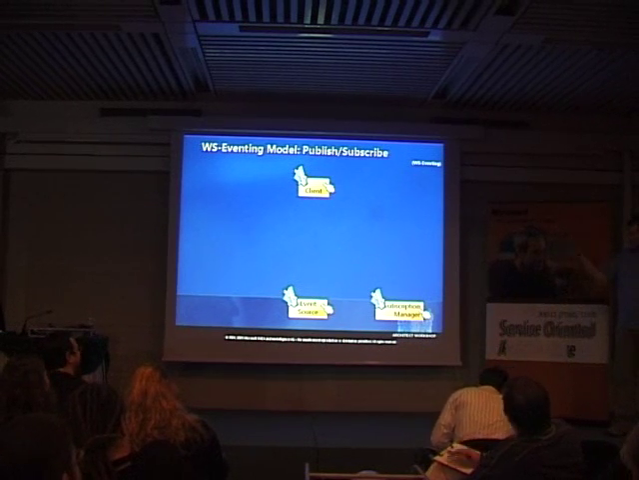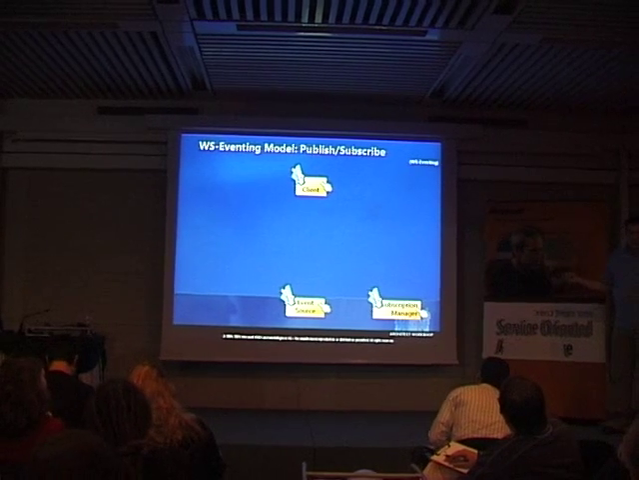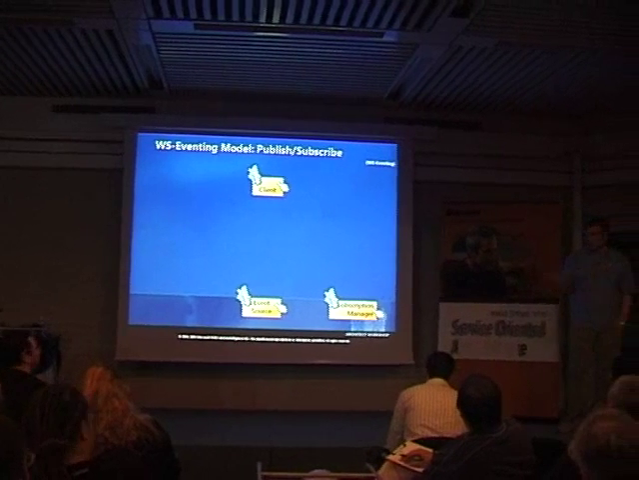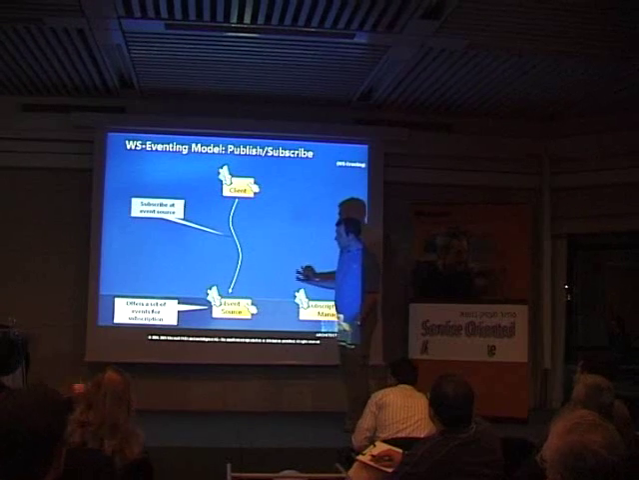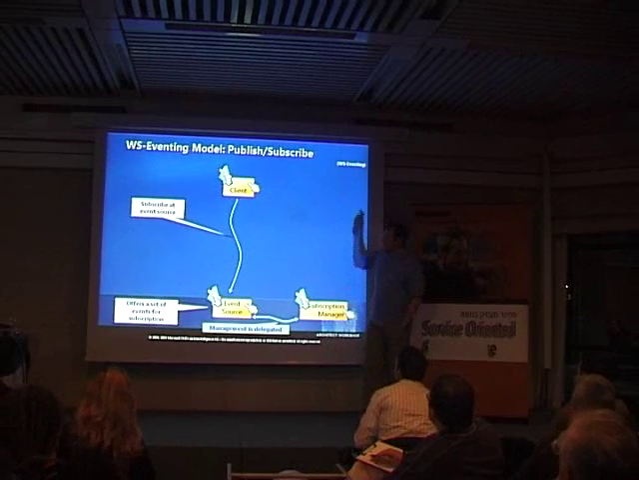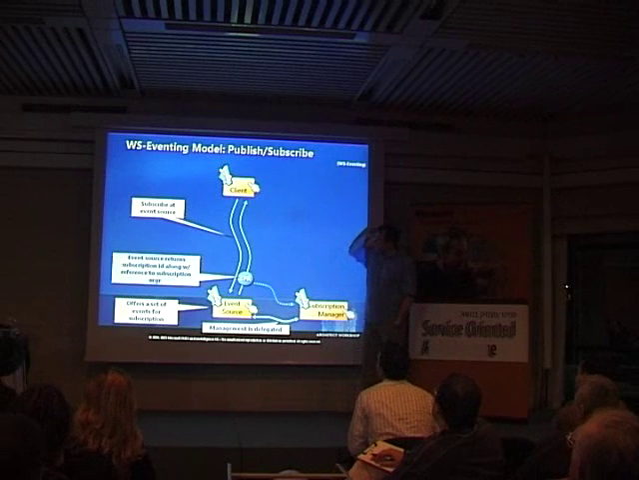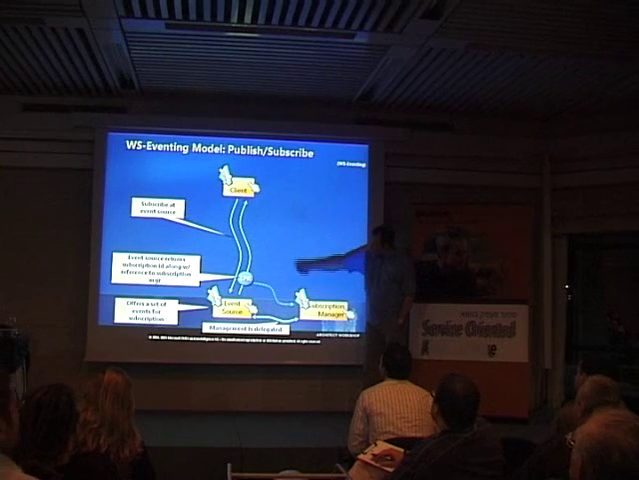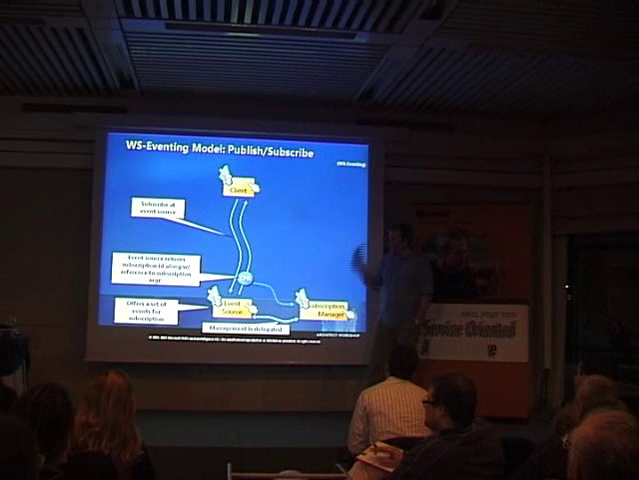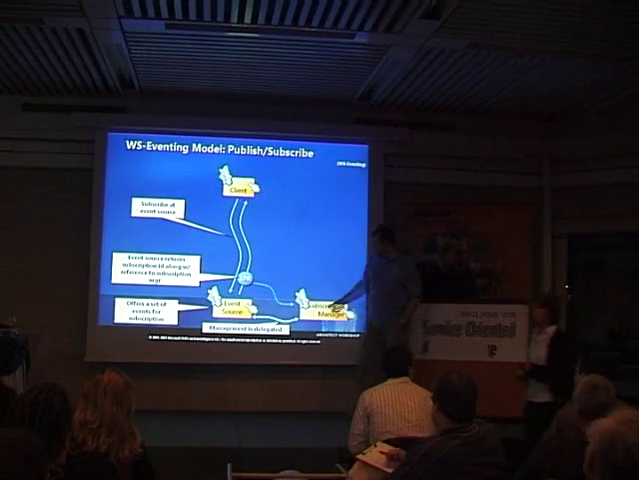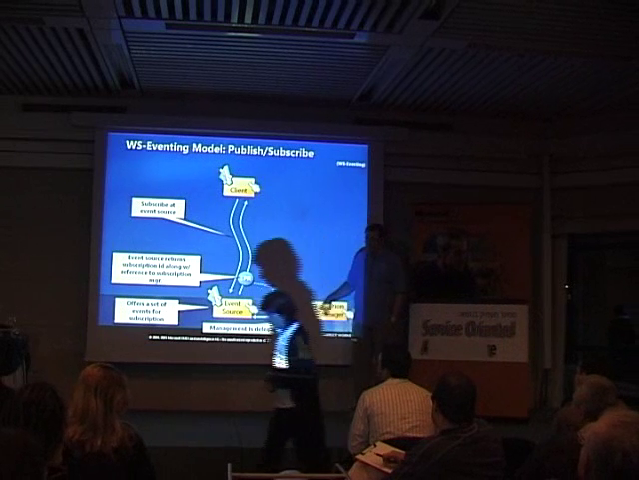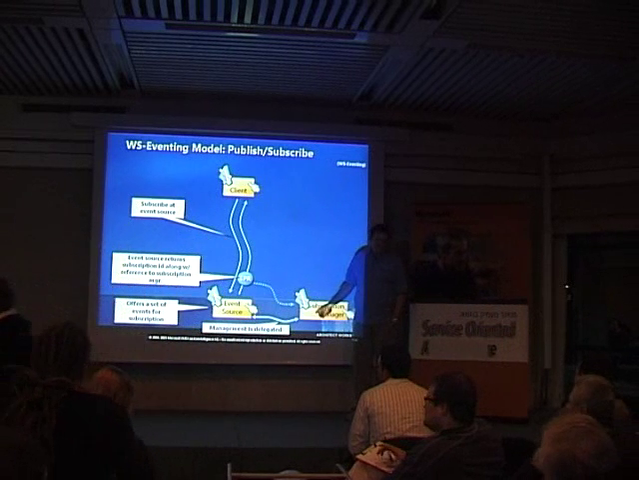Publish and subscribe. We have a client. Client goes to event source. Event source knows the subscription manager. That's the basic model. That's how it works. The event source offers a set of events for subscription. You walk up to the event source. You subscribe at it. The event source returns with a subscription ID along with a reference to the subscription manager. That's the EPR reference, right? So the management of the events is delegated to the subscription manager.